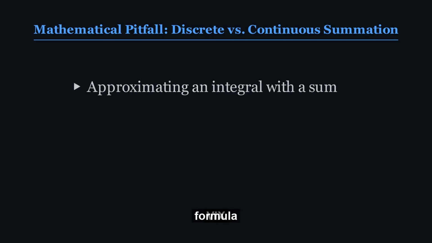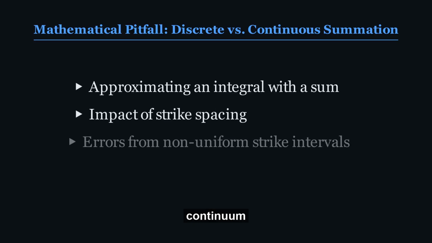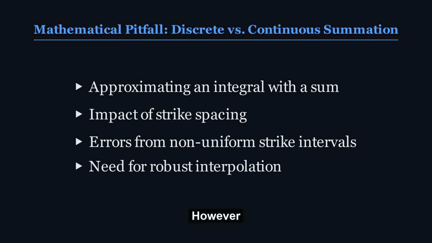The theoretical VIX formula involves an integral over a continuum of strike prices. However, in practice, we only have discrete option contracts available at specific strike intervals. This means we must approximate an integral using a summation of discrete terms. The accuracy of this approximation heavily depends on the density and uniformity of available strike prices. If strikes are widely spaced, or if the spacing is irregular, the discrete summation can introduce significant approximation errors, deviating from the theoretical continuous integral.